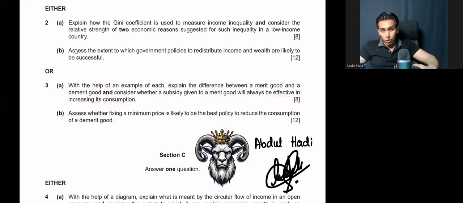The second part of the question is linking with merit good, which is saying that consider whether if I give subsidy to a merit good, will it be effective? Will it increase its consumption? Now, again, in a part A question, AO1, AO2, AO3: 3 marks for AO1, 3 marks for AO2, and 2 marks for AO3.